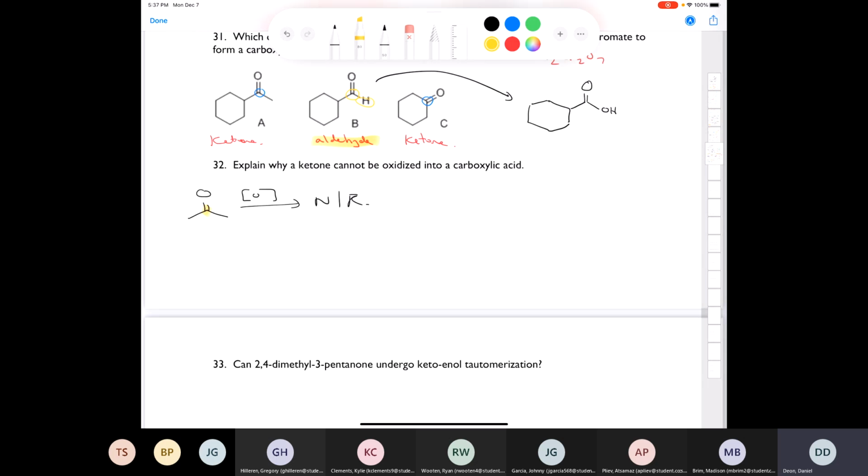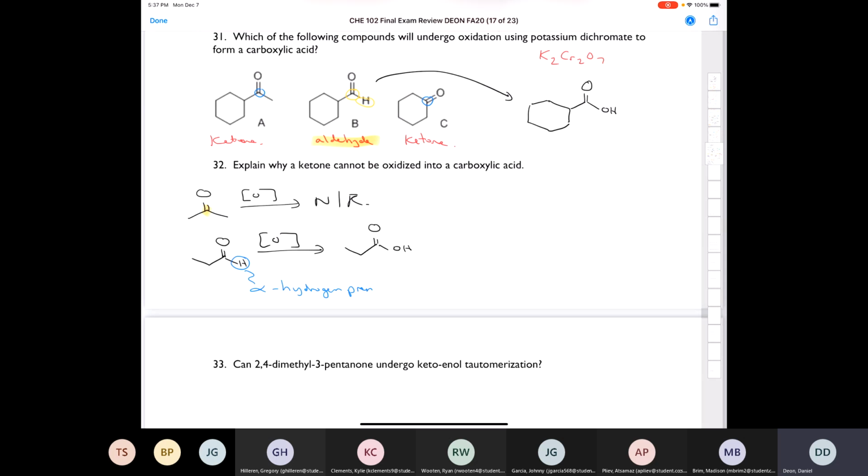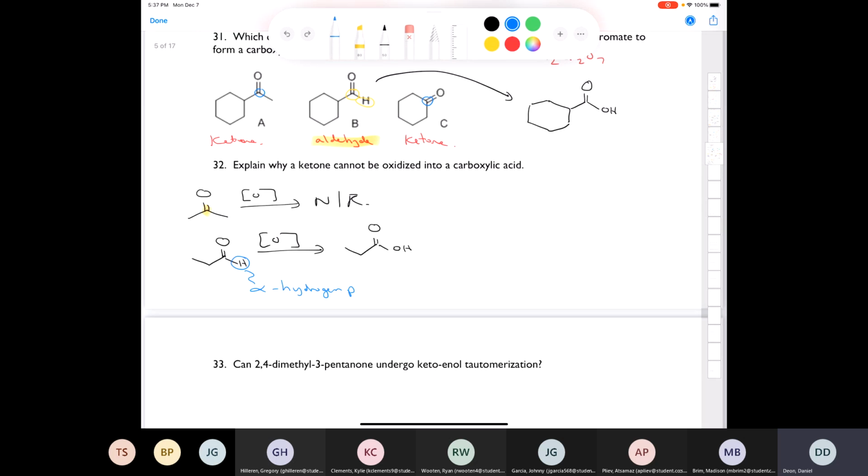So no hydrogen. Whereas if we tried to oxidize, let's say, propanal, we'll draw a constitutional isomer of acetone. So propanal, if we try to do the same thing, if we try to oxidize that, we are going to oxidize it to a carboxylic acid, and the reason why is because it has an alpha hydrogen present. Okay, nothing more than that. All righty.